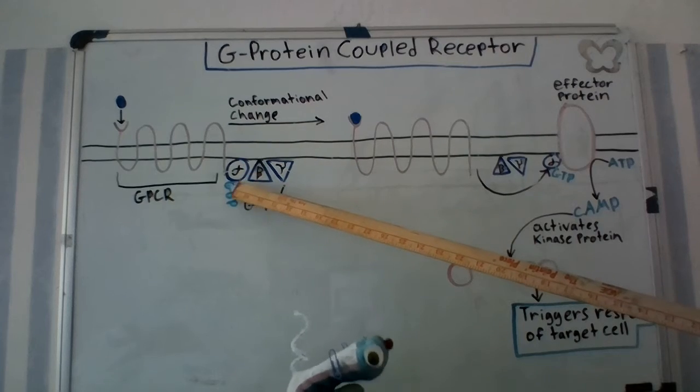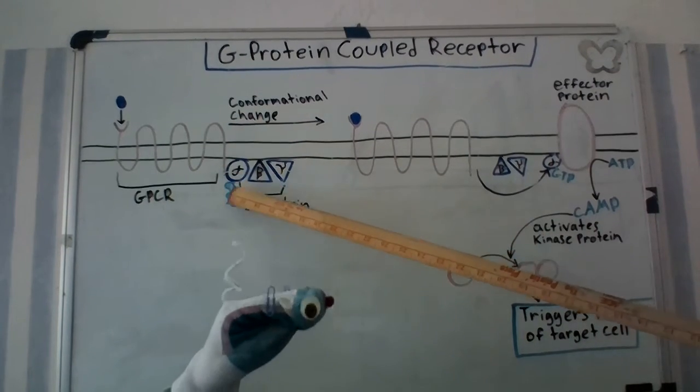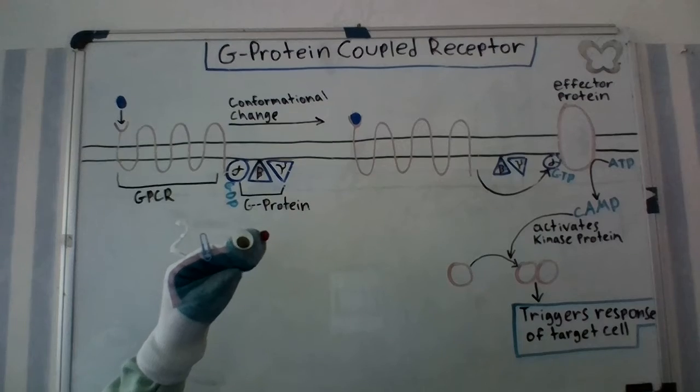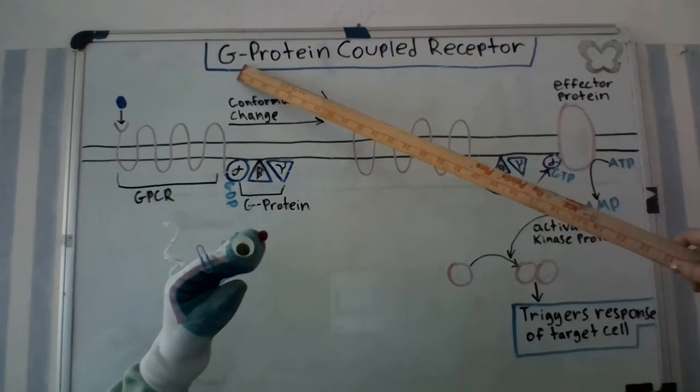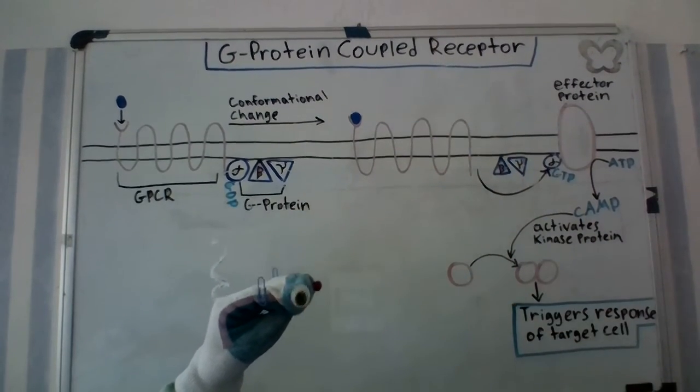Watch out for this alpha component. Right now it's holding on to some GDP, which I'll get to later. But it's important to note that the G in GPCR comes from this GDP.